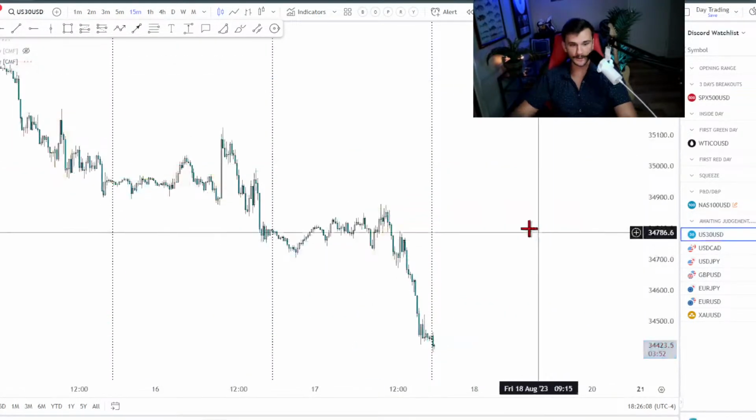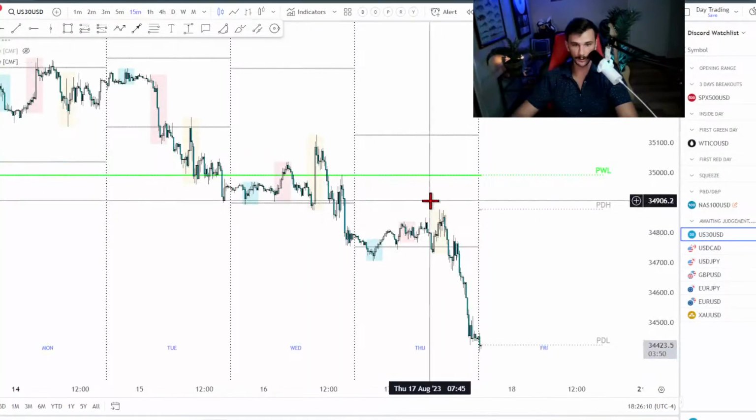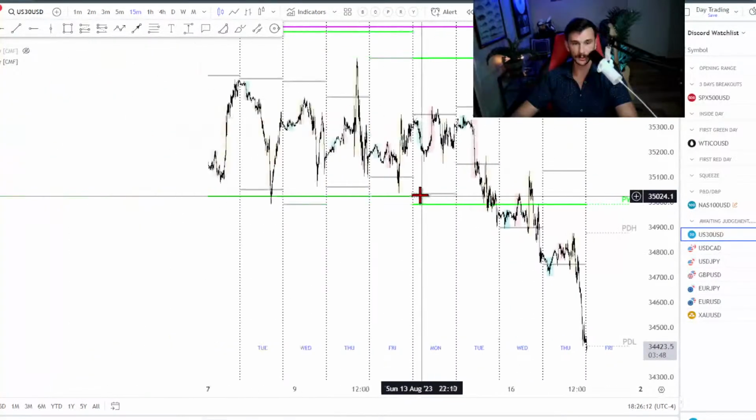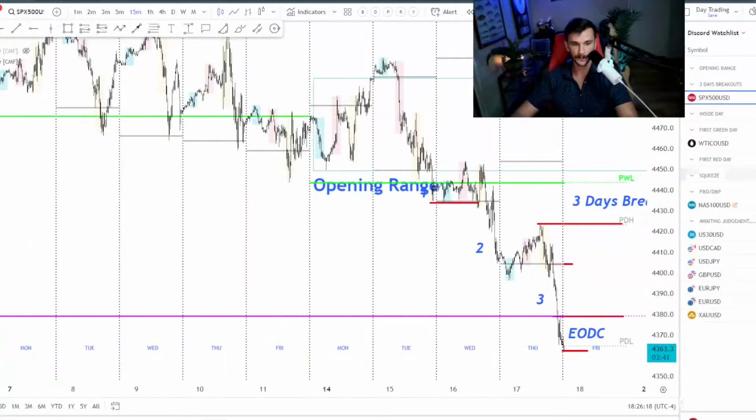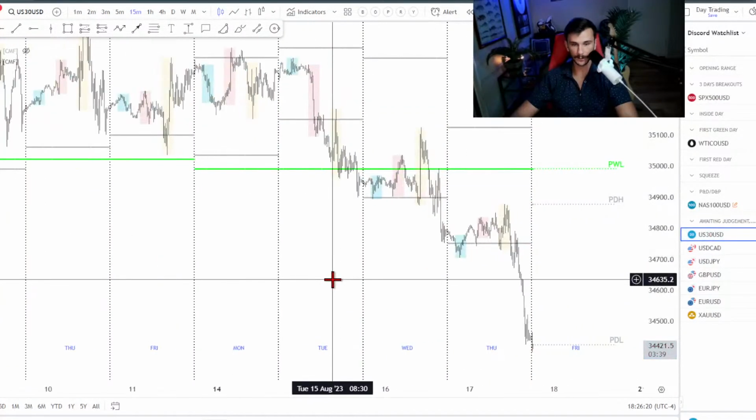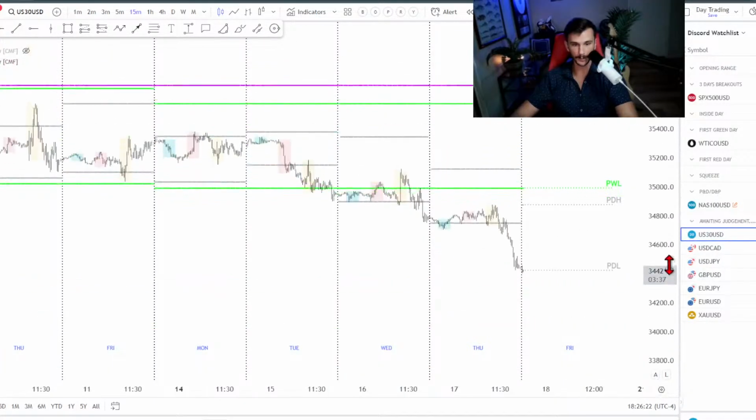Moving on, US 30. Let's take a look. It's looking very similar. I have a very similar sight picture to S&P. However, S&P hit the previous month's low, whereas with the US 30, the previous month's low is way down yonder.